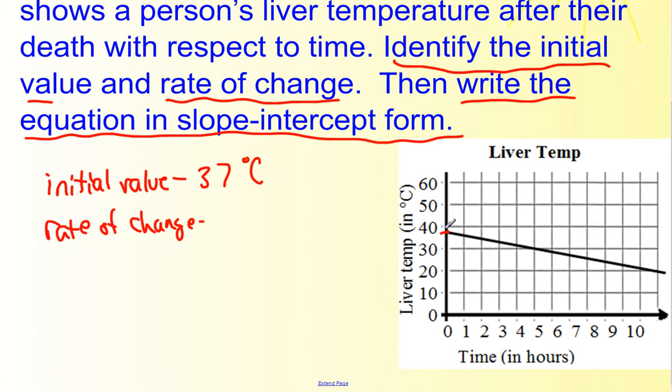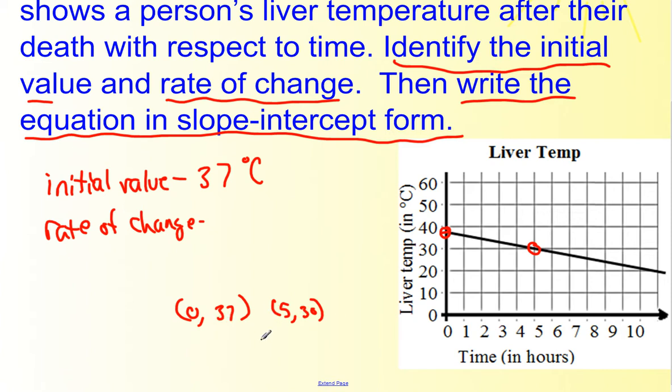And rate of change. So how much is this changing? Well, let's see. Well, that's a nice point right there. I'm trying to see if there's any other nice points that I know exactly what they are. That could be, but let's just use this one and this one. So if we're calling this first one 37, so we'd have 2 points. 0, 37. So when the time is 0, the temperature is 37. And when the time is 5, the temperature is 30.